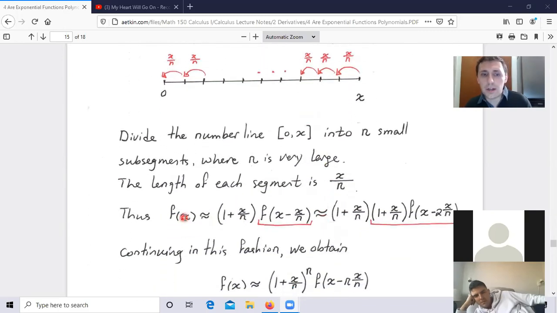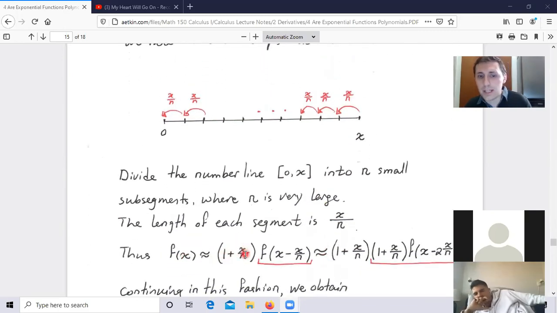Look at it. The function at x is 1 plus x over n, that's taking one step back, times the function at x minus x over n. You see? So that's one step back. Now, you see I underlined it in red. So from here, I will take another step back. So that will drop in front 1 plus x over n. And now the function is evaluated at two steps back.